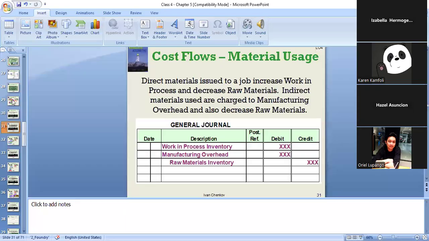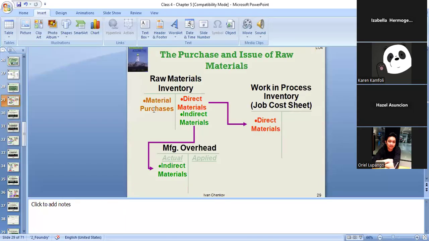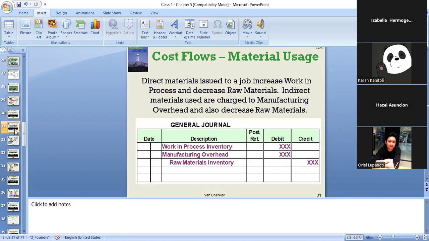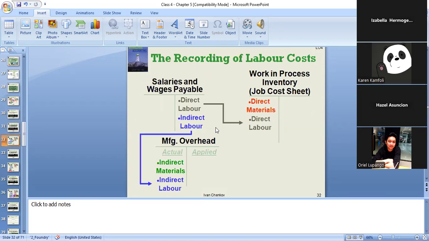So that's why here for the direct material, first we purchase the material, debit raw material, credit accounts payable, and then we use the material, debit work in process, debit manufacturing overhead, credit raw material. First one for the purchase, second for the usage. Then we go to direct labor. Direct labor, we're going to get it from the salary wages payable. Where is it going? First to the work in process as direct labor, and manufacturing overhead as indirect labor. So it will be debit work in process, debit manufacturing overhead, credit salary wages payable.